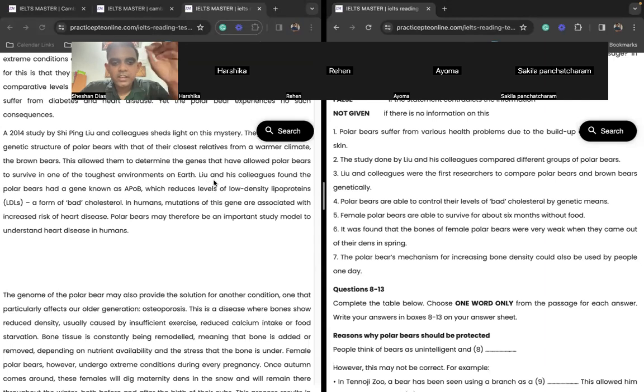When we read this, Liu and his colleagues found the polar bear had a gene known as APOB. What is this? We don't know, but he had that, which reduces the levels of low density lipoproteins. What is this? We don't know. But we have said here a form of bad cholesterol. That has been given directly in the question. A form of bad cholesterol. This helps to reduce this. That's all we need to know. This is similar to this. Therefore, it is true.